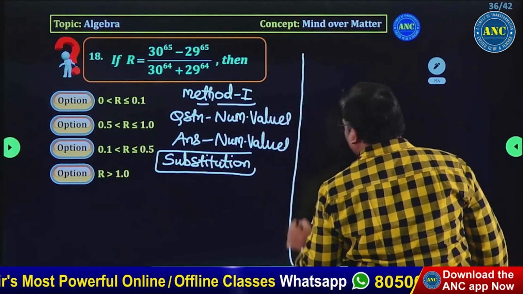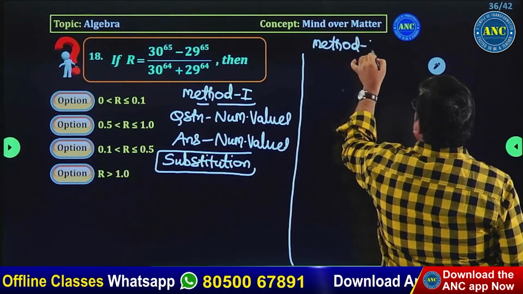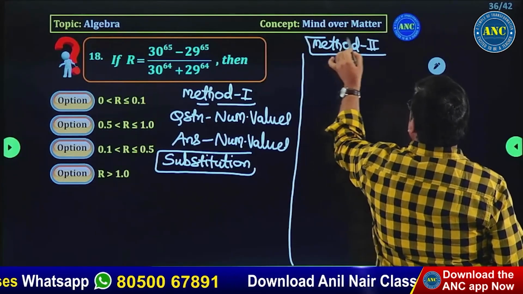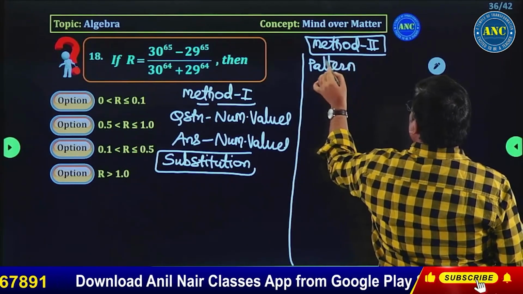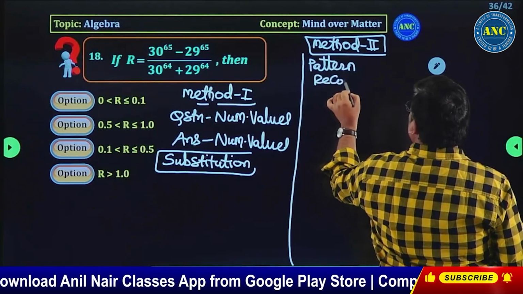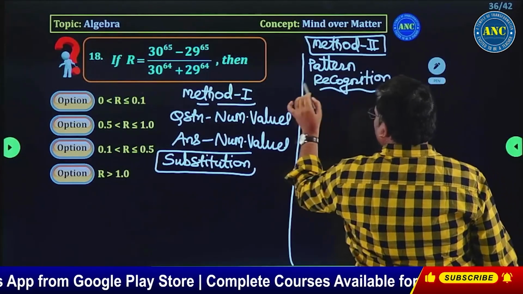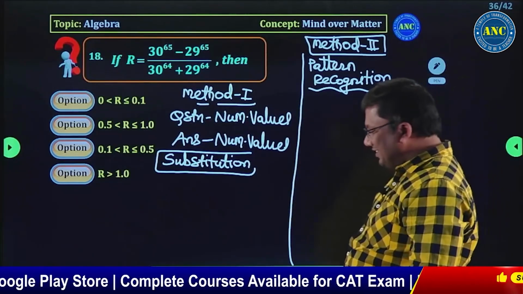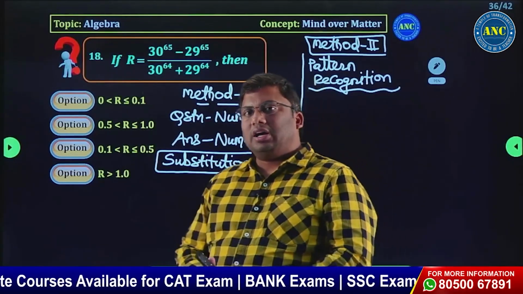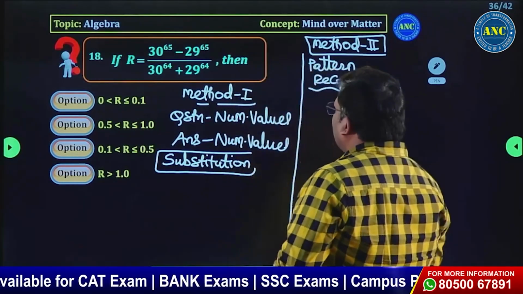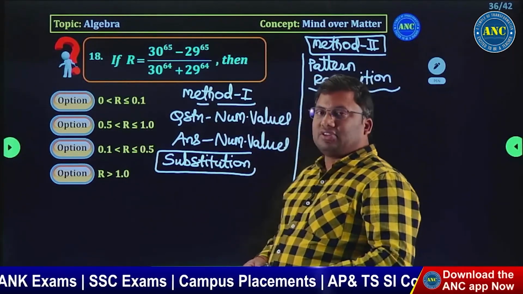I will do this problem in 3 methods. Method 2 is pattern identification, or pattern recognition. Method 3 also we will discuss. First read the question. R is 30 power 65 minus 29 power 65 by 30 power 64 plus 29 power 64.